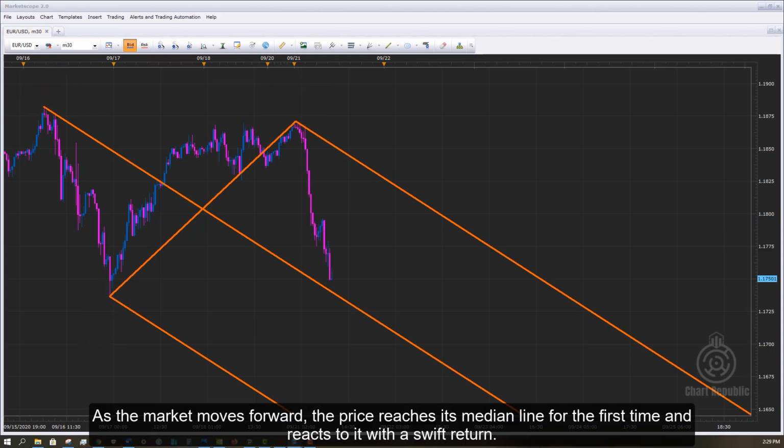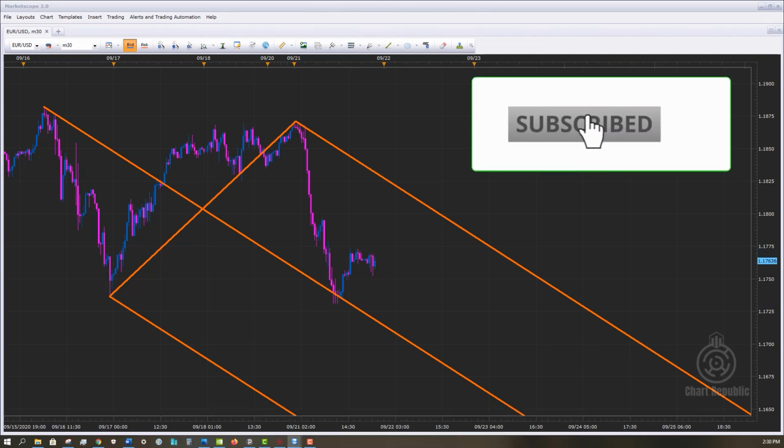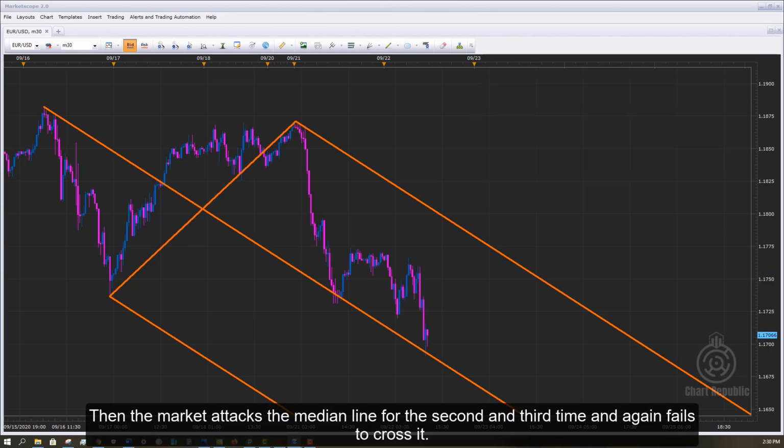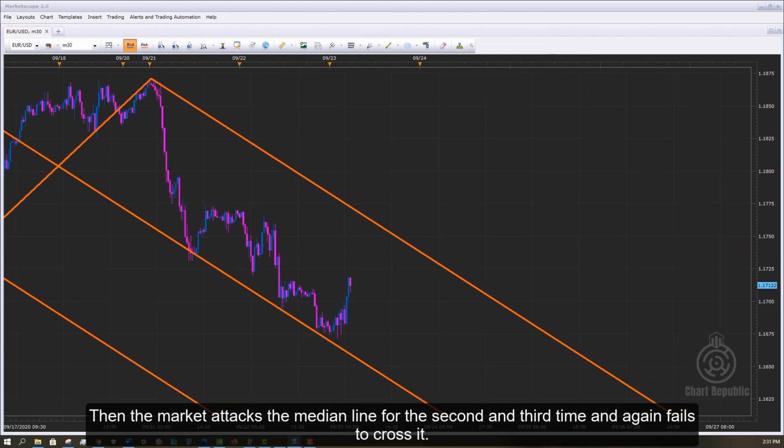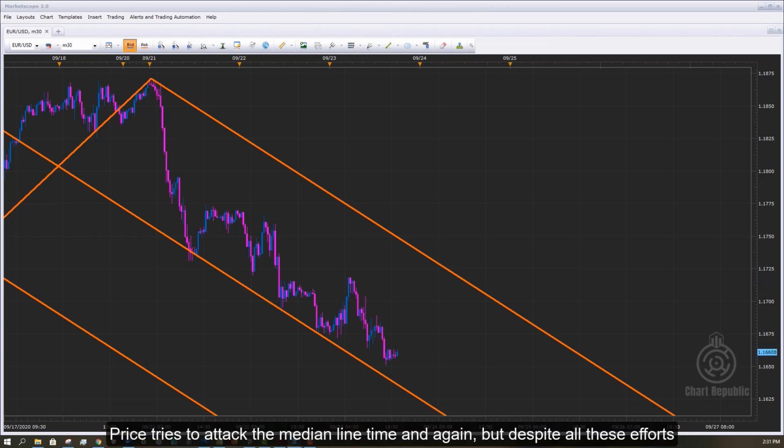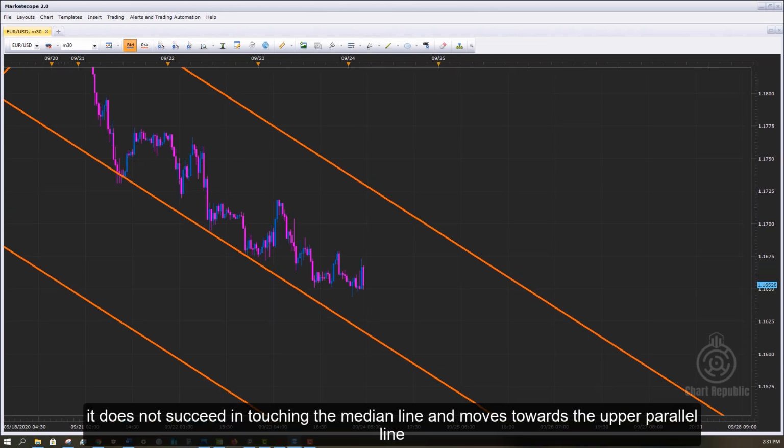As the market progresses, the price reaches its median line for the first time and swiftly rebounds from it. Then, the price tests the median line for the second and third time, yet once more it fails to breach it. The price repeatedly attempts to reach the median line, yet despite these efforts it fails to do so. Instead, it moves towards the upper parallel line.